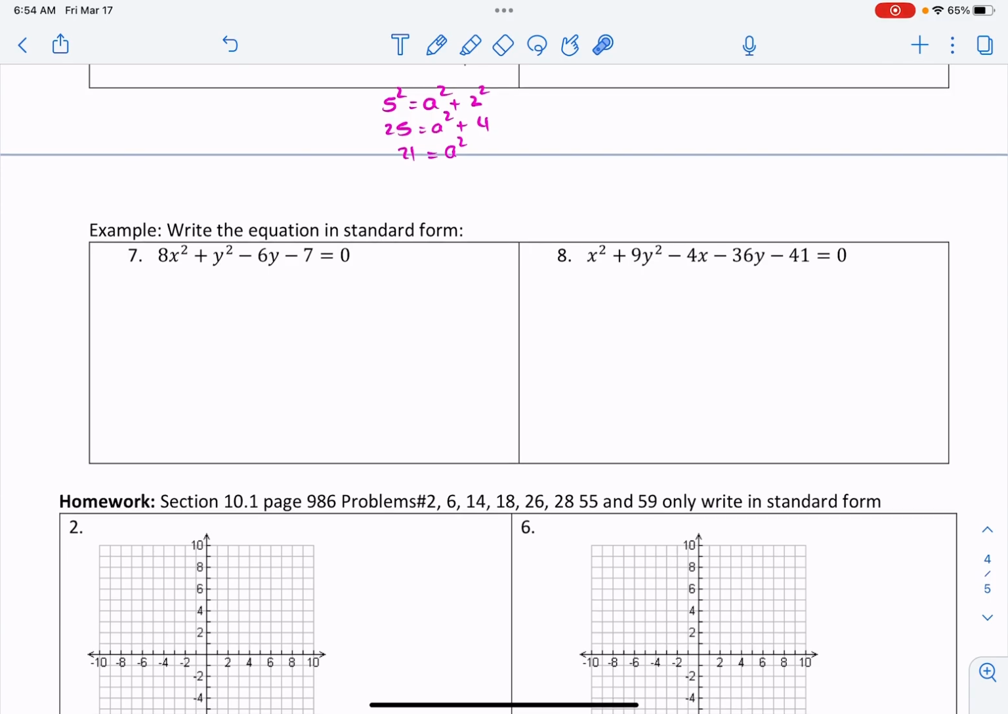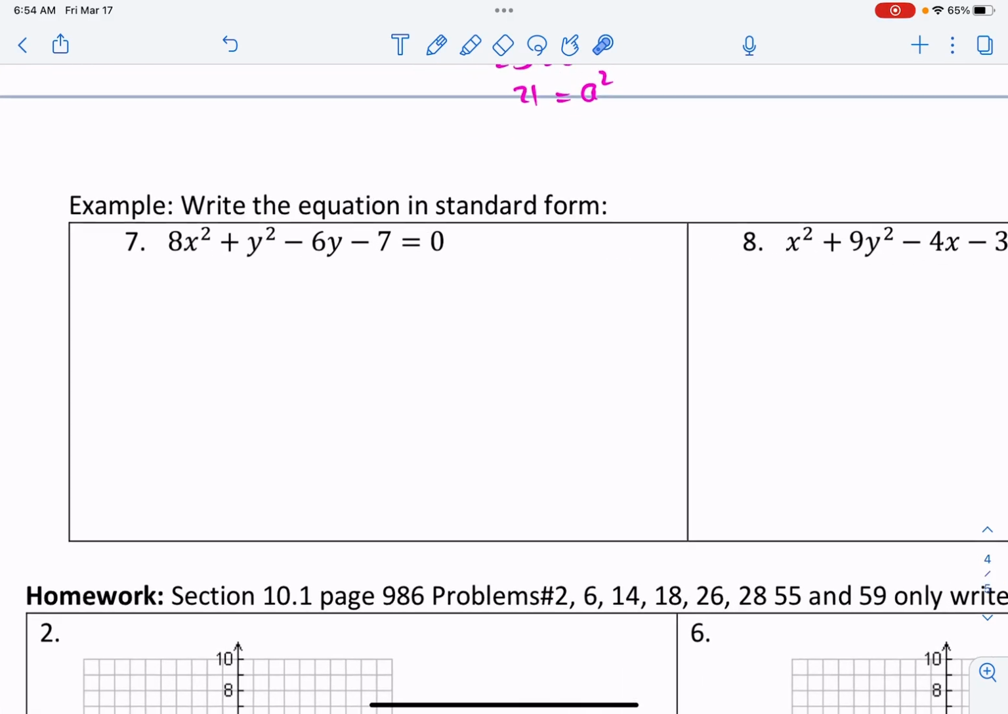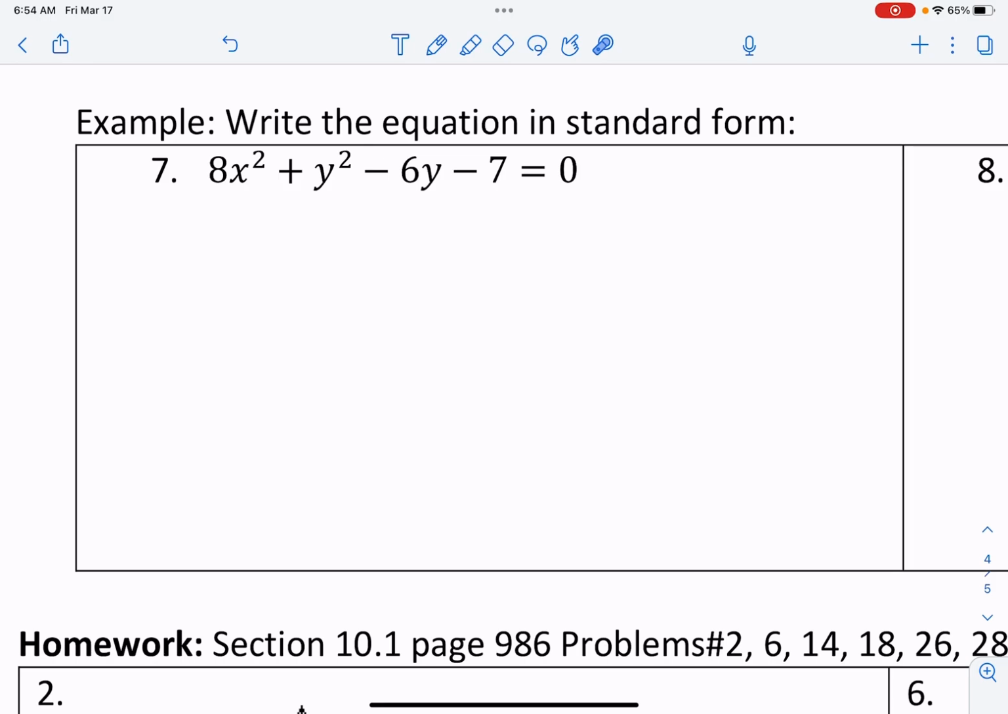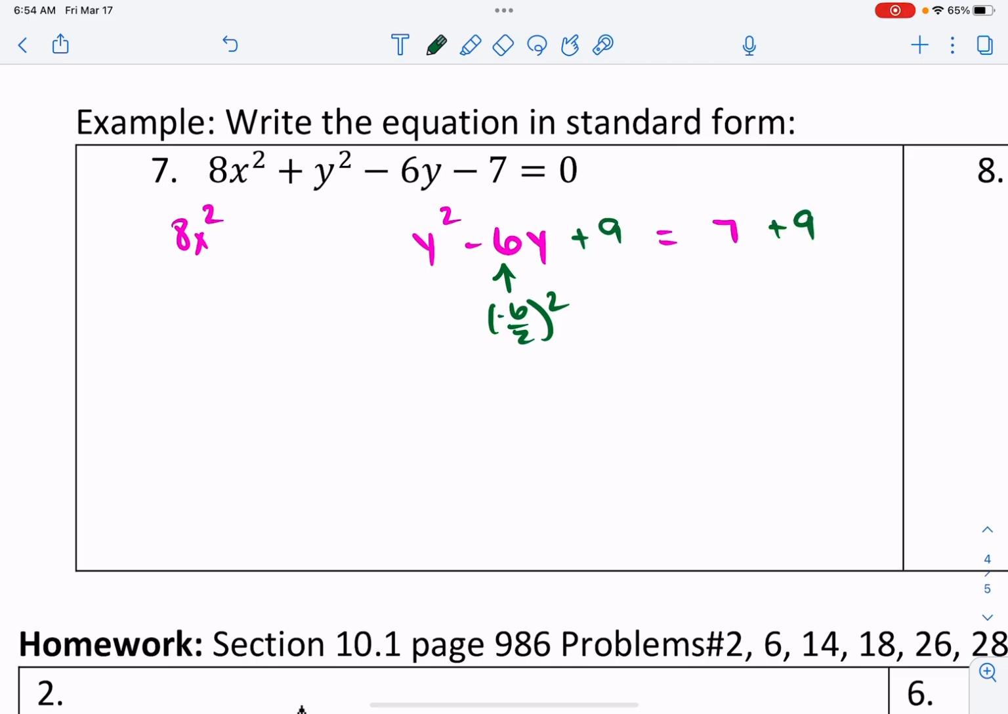And then writing equations in standard form. So this is kind of the same thing as what we did with the circles. We do need to complete the square here. So we're going to get all our x's together. So we're going to get 8x squared. And then we have y squared minus 6y equals 7. Notice that here I don't need to do anything. Here I do. So we are going to go ahead and take this number, divide by 2 and square it. So we get 9. And we're going to add 9.